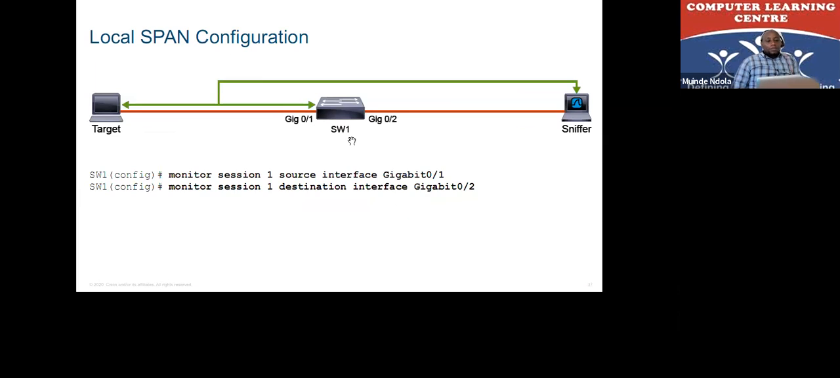So we have the local SPAN. There, we create monitor session 1. Then we say source interface G0/1, so we capture the packets originating from G0/1. Then we say monitor session 1 destination interface G0/2. The destination interface is the interface where we have the packet sniffer. You can have as many monitor sessions as you wish, to capture traffic for the interfaces you want.